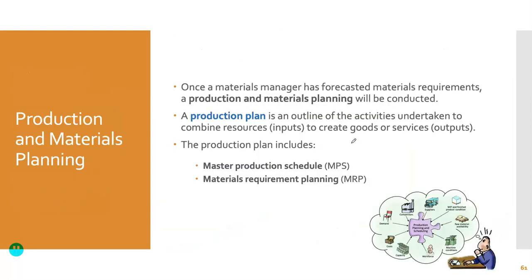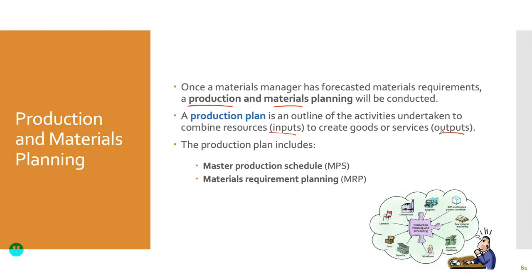Once we have forecasted this, and I actually think of these strategies as often working together, we need to do more planning. And with this planning is a production plan and a materials plan. And this production plan is an outline of all the activities that need to be undertaken to combine our resources to create outputs. So we're coming up with our overall plan of how we're going to turn our inputs into outputs and making sure we have enough materials when and where we need them.